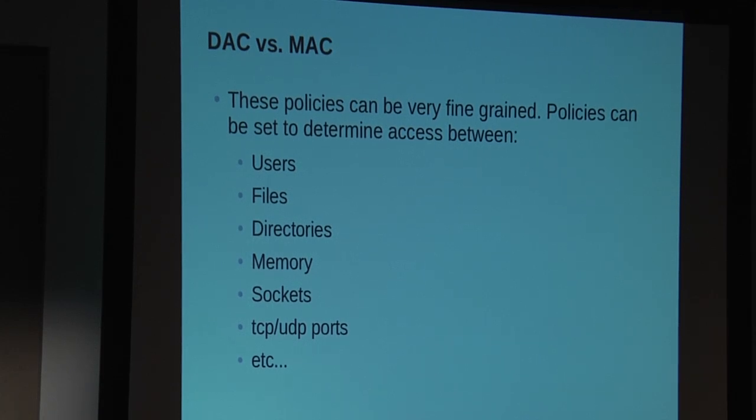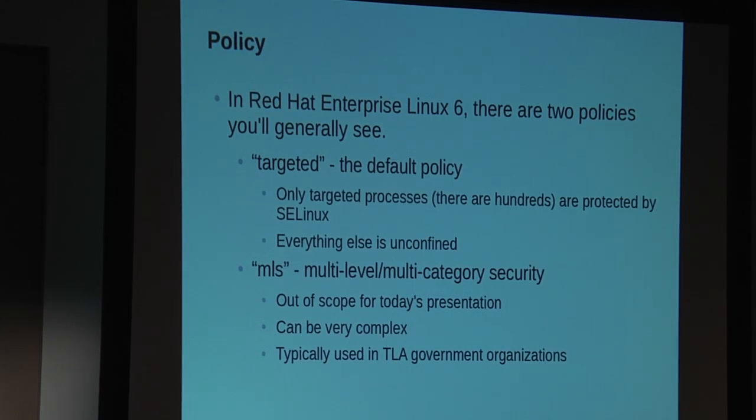In Red Hat Enterprise Linux version 6, which is the current version of RHEL, there are two policies that you're generally going to deal with, two SELinux policies. There is the targeted policy, which is the default. Only processes for which there is a policy defined are controlled by SELinux, and everything else is unconfined.